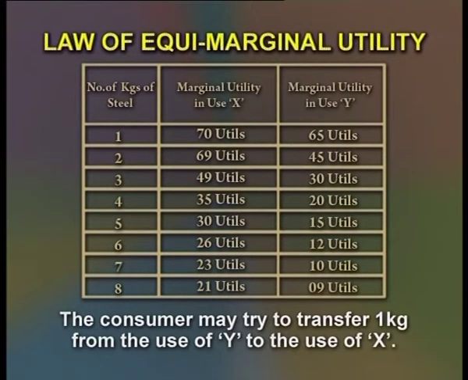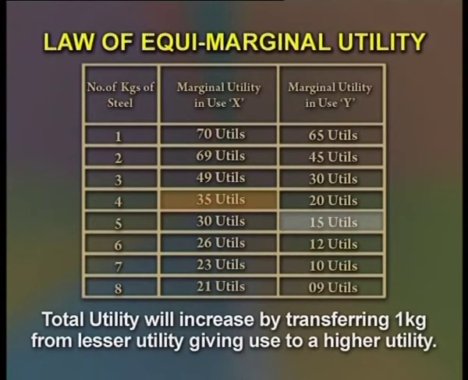But then the consumer may try to transfer 1 kg of steel from use Y to use X. By transferring 1 kg from Y, he loses 15 utils of marginal utility, whereas by spending 1 more unit on use X, he will derive 35 utils of marginal utility, and therefore, total utility will increase by transferring the 1 kg of steel from a lesser utility giving use to a higher utility giving use.